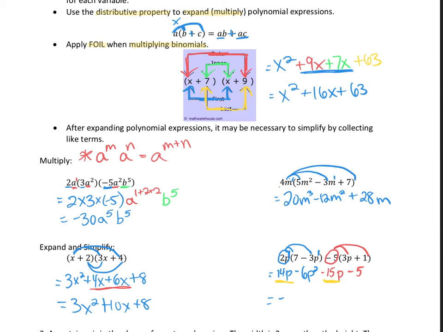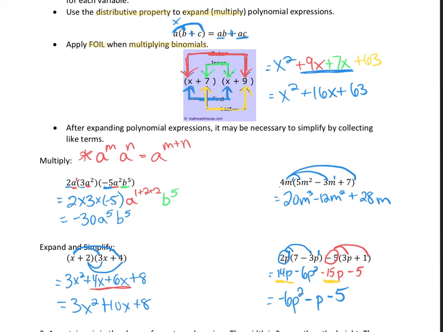I'm going to write my negative 6p squared first, because we like to, in algebraic expressions, write them in descending order by their exponent. So negative 6p squared. I'm going to combine my 14p minus 15p, and that's going to be a negative 1p. And then I have that minus 5 at the end to put on there.